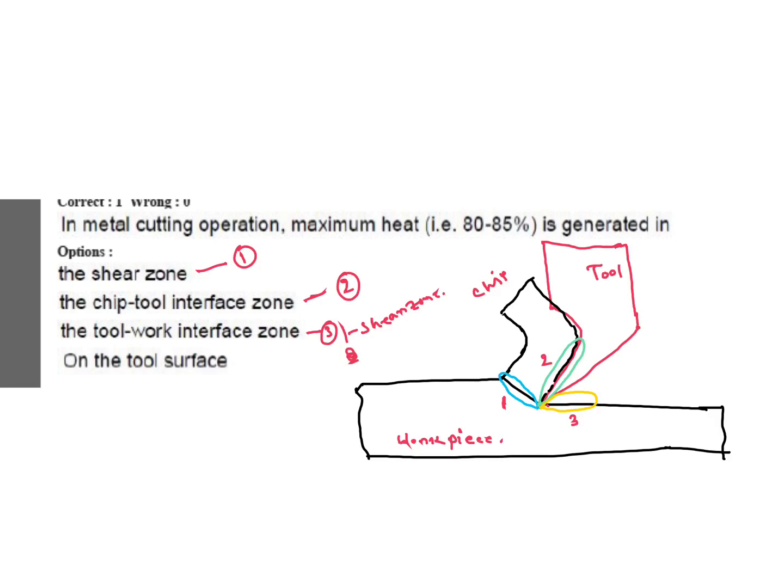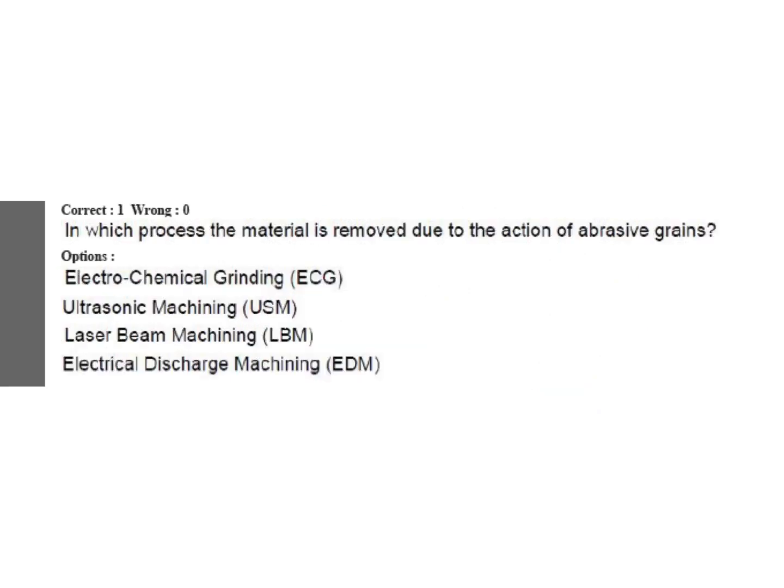This is the answer. In which process is the material removed due to the action of abrasive grains? In electrochemical grinding we are not using abrasive grain. Ultrasonic machining, here we are using abrasive grains.